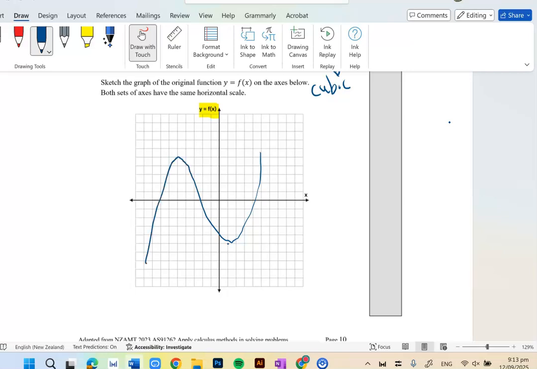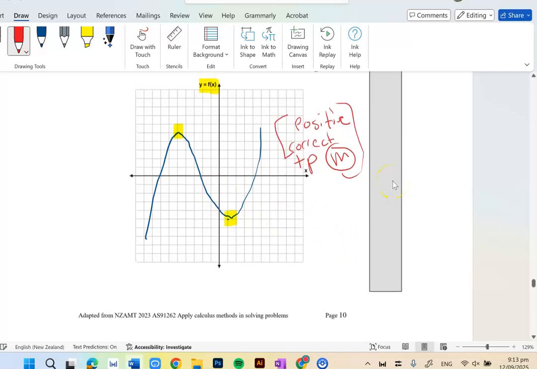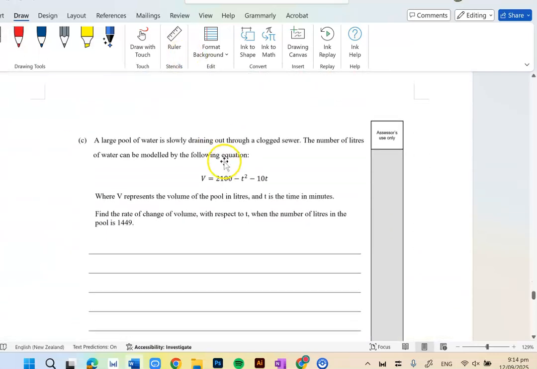Just make sure your turning points are in the right spot, or else you won't get the full grade. And make sure it's a positive. So for merit, you must have a positive cubic and correct turning points. For achieved, you literally just need to have a positive cubic shape. So this part is achieved.